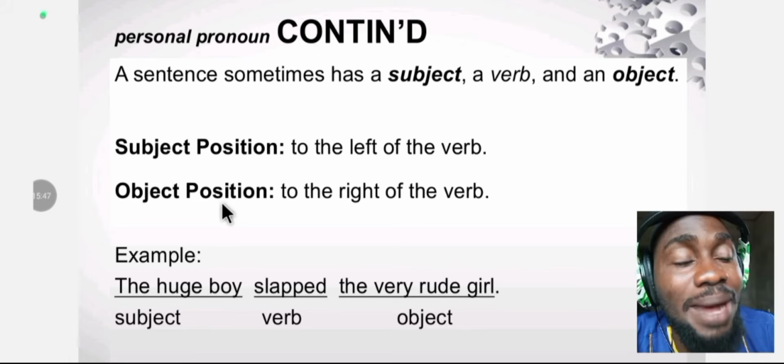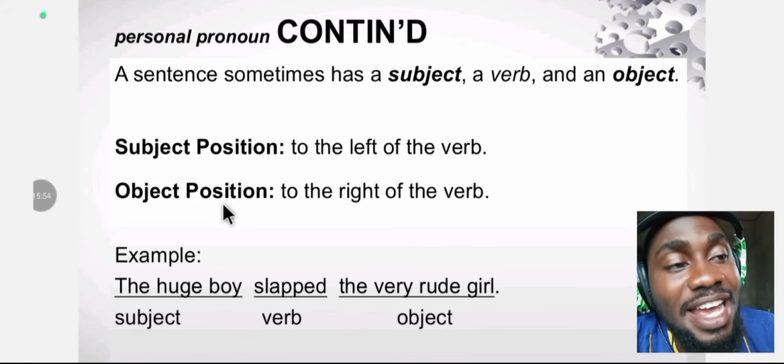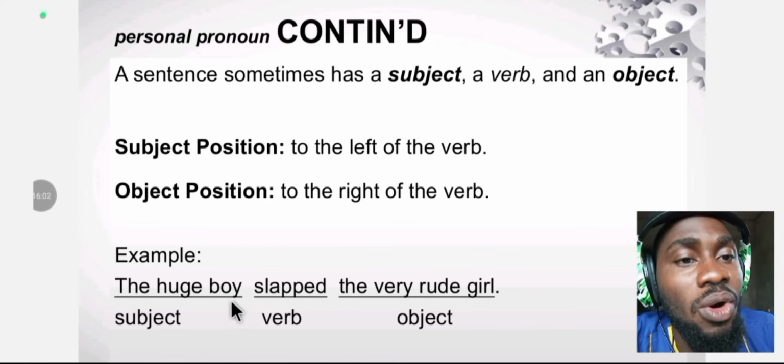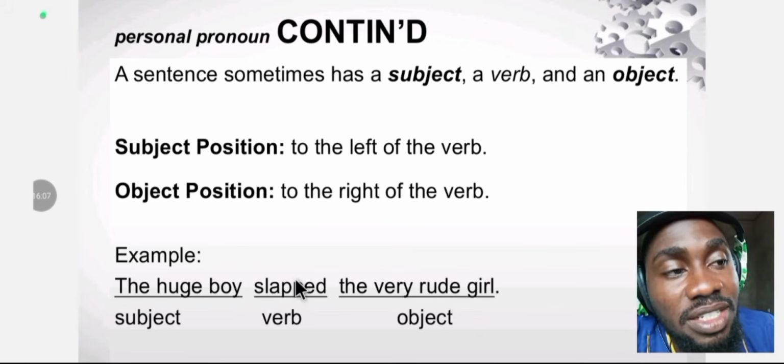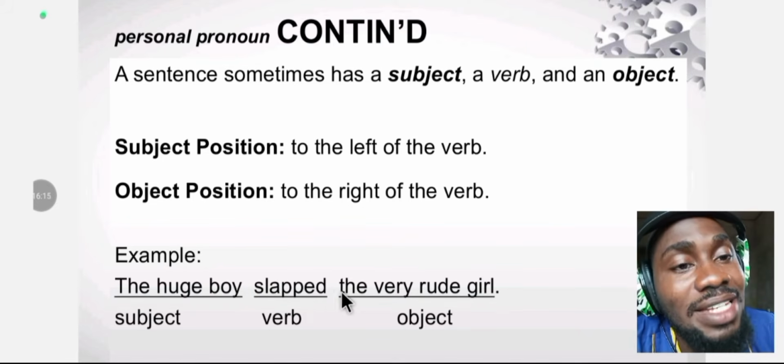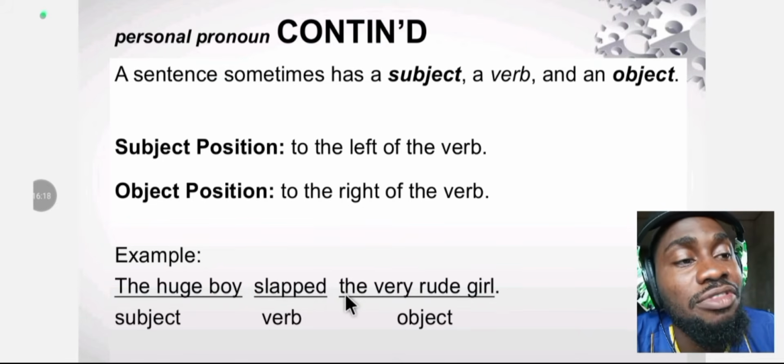That's what we are talking about when the verb is in the middle. Left side of the verb, subject; right-hand side of the verb, object. Let's look at an example: the huge boy slapped the very rude girl. Remember we said subject is to the what? The left-hand side of the verb. Everything you have there makes up the subject. To the right-hand side of the verb, you have the object. Everything you have there makes up the object.